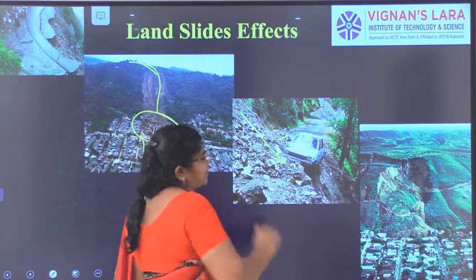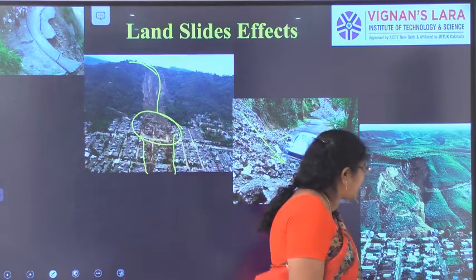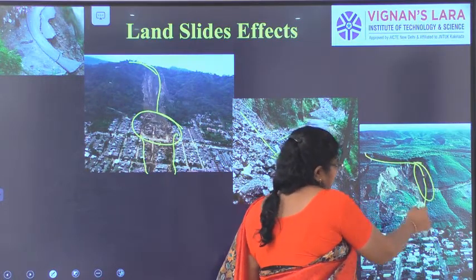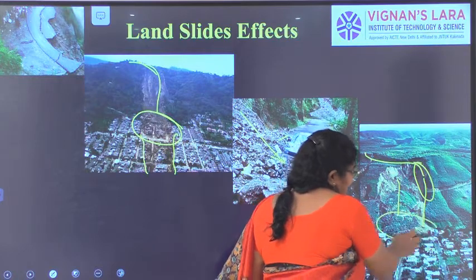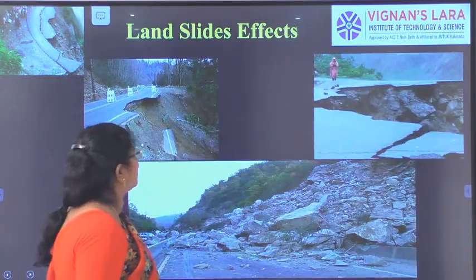We don't know what things are there underground. Here you can see the entire geographical features have been affected. Due to this flow of rock, this landslide, the entire place has been affected. The geological conditions have also been changed.